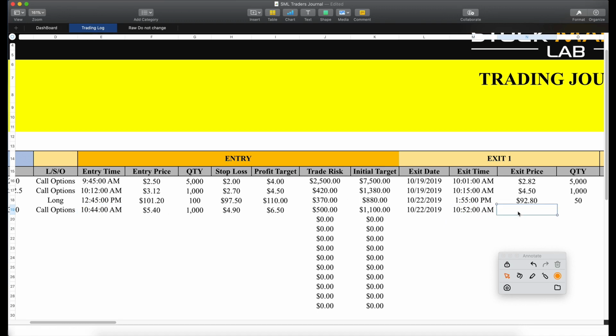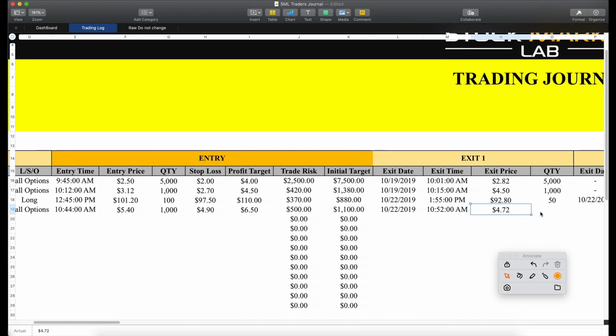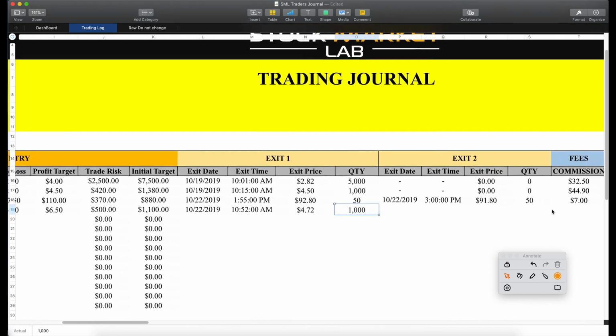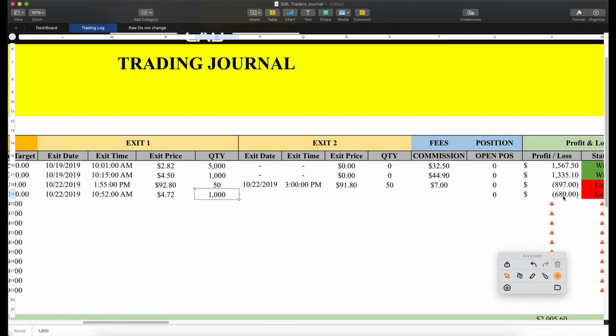Let's say I exited at $4.72. Cool. How many shares or how many contracts? Did I exit my full 1,000 shares or 10 contracts, or did I exit earlier? Let's say I did my full 10 contracts. I put 1,000. Now what happens automatically is it'll adjust right here.